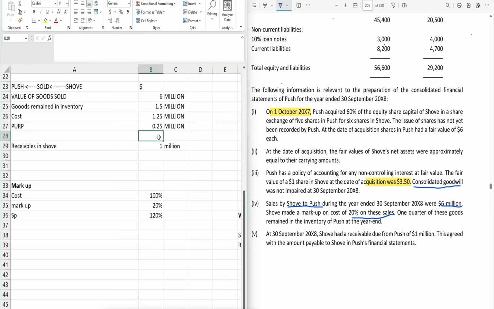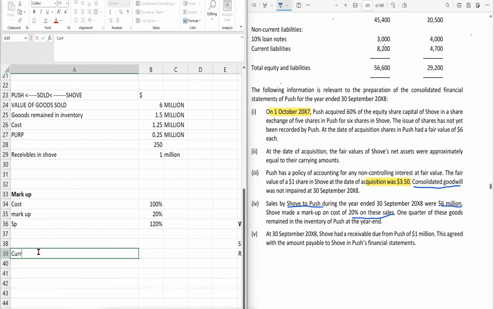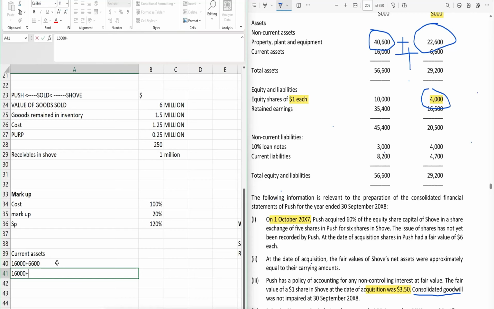As they have taken the 30 in common, multiplying this by 1000 will give us 250. Okay, so for the current asset calculation, the value of current asset is 16,000 plus 6600, and now we need to make the adjustment for the PUP, which is 250. Okay, we have done the calculation here.